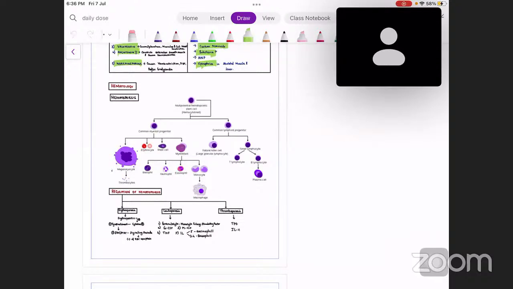Formula to calculate cardiac output: stroke volume into heart rate. And stroke volume depends on three factors: preload, afterload, and myocardial contractility. Among that, afterload is inversely proportional to cardiac output.